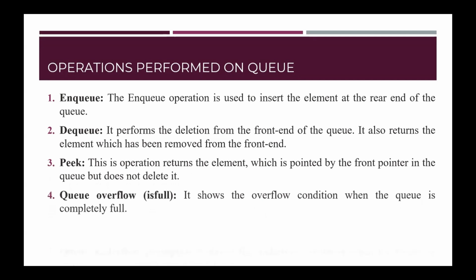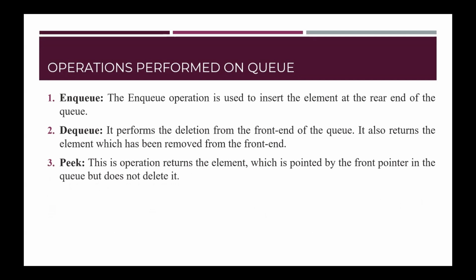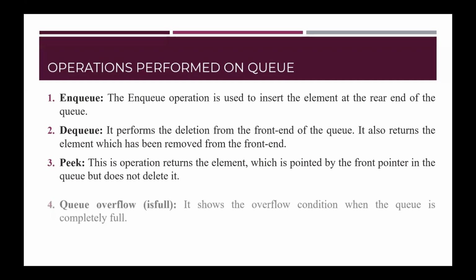The next operation is peek. Peek means it is going to return the element present at the front pointer. There are two pointers of the queue. The first one is the front, where we perform deletion. The second one is the rear, where we insert the item.